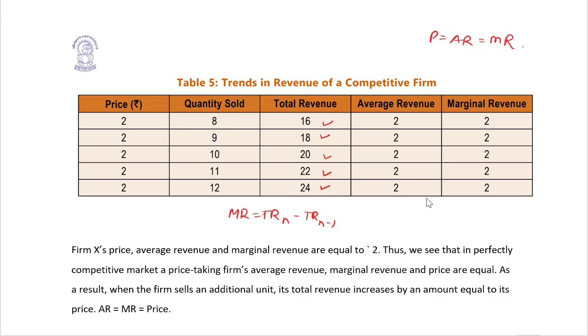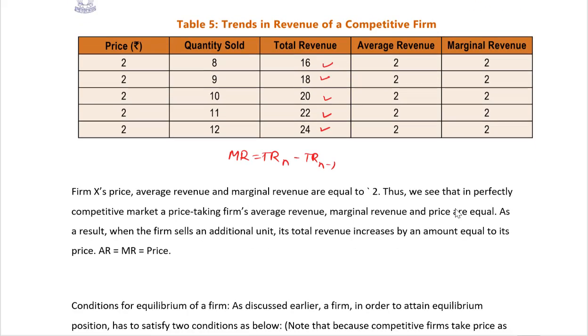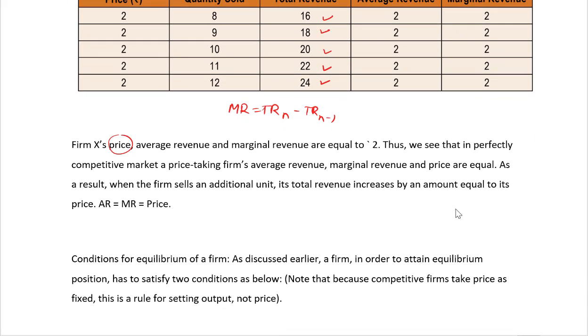So as you can see, you can calculate from the total revenue. You can calculate average revenue also: 16 by 8 is 2, 18 by 9 is 2, 20 by 10 is 2, 22 by 11 is 2, and 24 by 12 is also 2. For firm X, the price, average revenue and marginal revenue are equal to 2. Thus, in a perfectly competitive market, for a price taking firm, average revenue, marginal revenue and price are equal. As a result, when the firm sells an additional unit, its total revenue increases by an amount equal to its price, that is AR equals MR equals P.